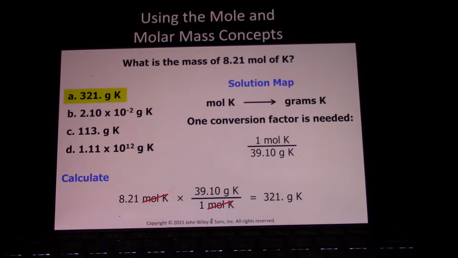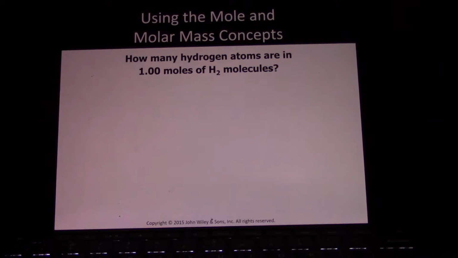So again, whenever you convert between grams and moles, you need your periodic table. You're going to need the atomic masses for the elements. Converting between moles and molecules, it's always 1 mole of something is 6.022 times 10 to the 23rd of something. So when you're converting between moles and a number, you always use 6.022 times 10 to the 23rd. When you're converting between grams and moles, you need the periodic table.